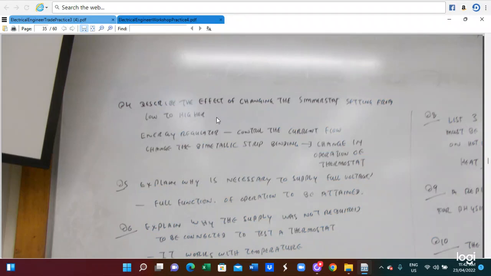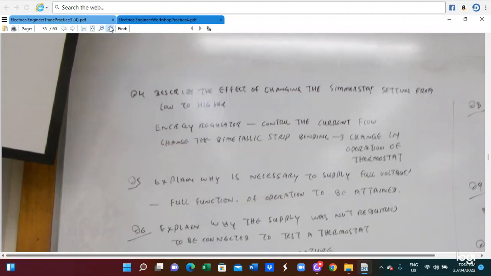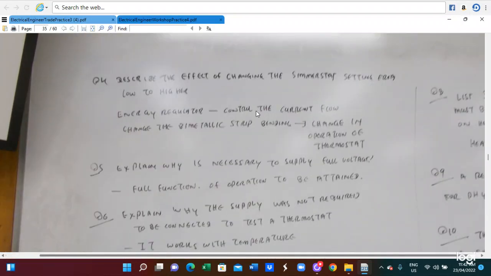So today's lesson we're talking about the electrical engineer practice. So they are the question and answers. Describe the effect of changing the symmetry setting from low to high.